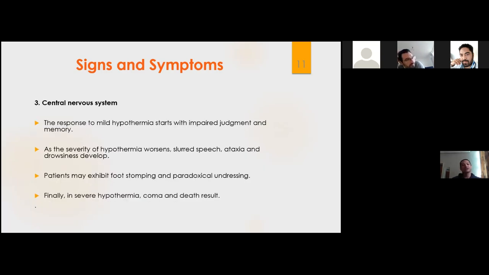Going to the central nervous system, the signs and symptoms would be impaired judgment and memory. As the severity of the hypothermia worsens, the patient will present with slurred speech, ataxia, and drowsiness may develop. The patient may also exhibit foot stamping and paradoxical undressing. Like I said earlier, in severe hypothermia, if it's not managed properly, coma and death may result.